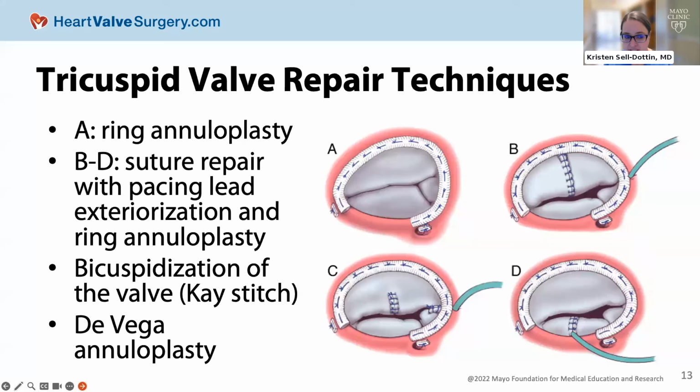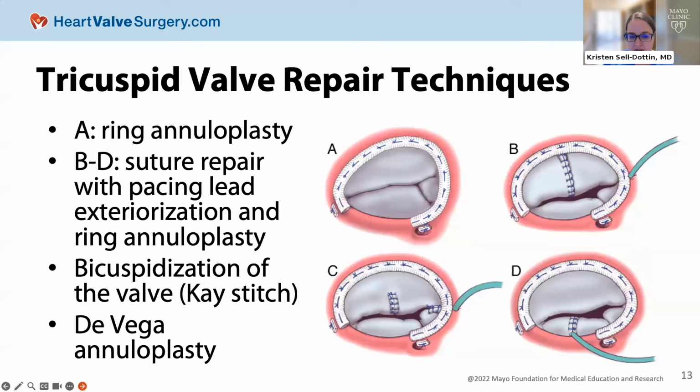Okay, the other examples you'll see are sort of iterations of a ring annuloplasty where we're also dealing with leaflet repair, or the sort of green straw looking structure is meant to be a pacemaker lead. And we sometimes will have to deal with those pacemaker leads and get them outside of sitting on top of the valve where it affects their function. Okay, additionally, the bottom 2 examples, the bicuspidization of the valve or a K-stitch is a different method of repair where we sew 2 of the leaflets together and make it functionally a 2-leaflet valve instead of 3, or a De Vega annuloplasty, which is effectively a ring annuloplasty. As you see in A, it's only suture material and no foreign body is put in.